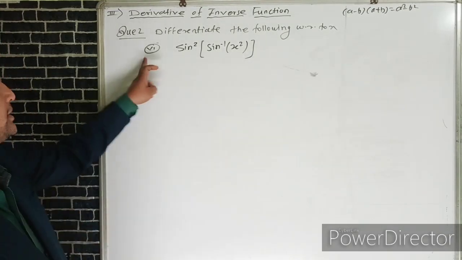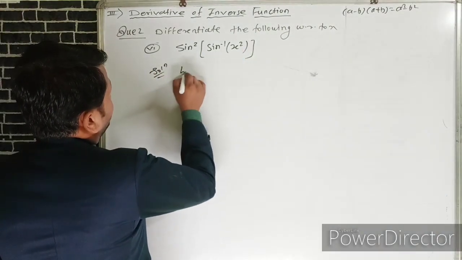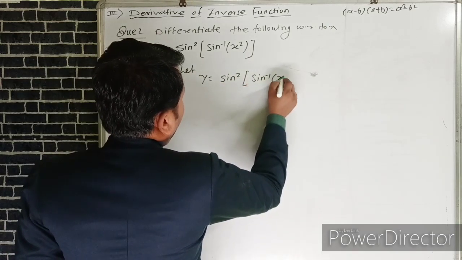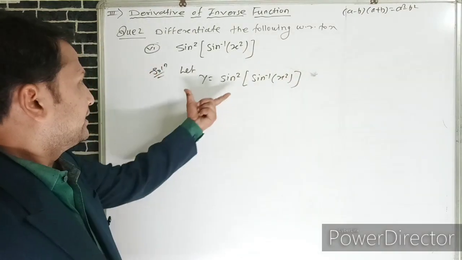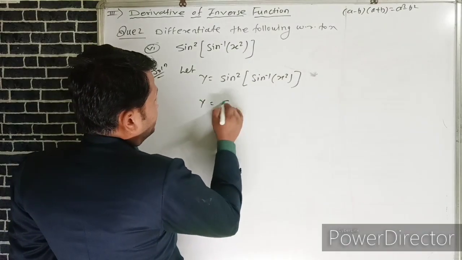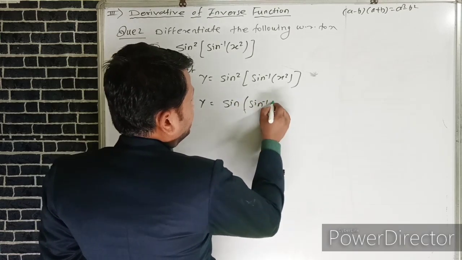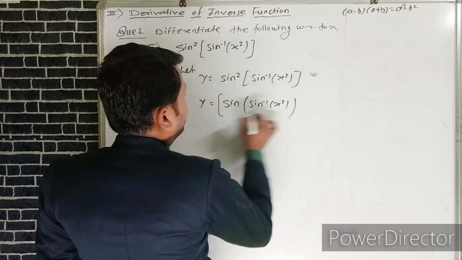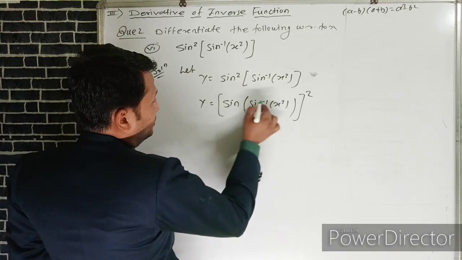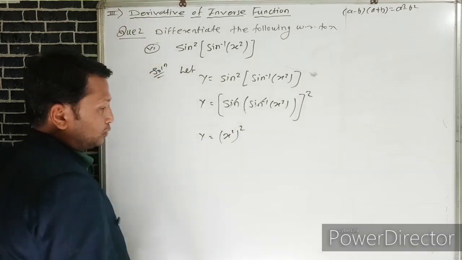Next one, example number 6 is sine square of sine inverse of x square. If we have to differentiate the given function, first we consider y is equal to sine square of sine inverse of x square. After that, this function sine square of sine inverse of x square, we can write as (sine of sine inverse of x square) whole square. Now if we differentiate, here sine inverse and sine are cancelled, we can write it as (x square) whole raised to the power 2.